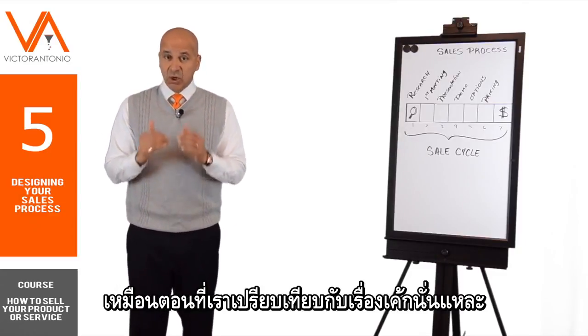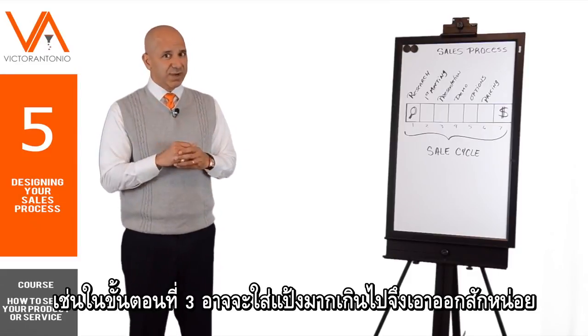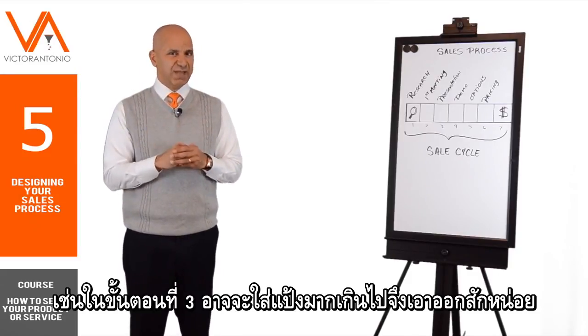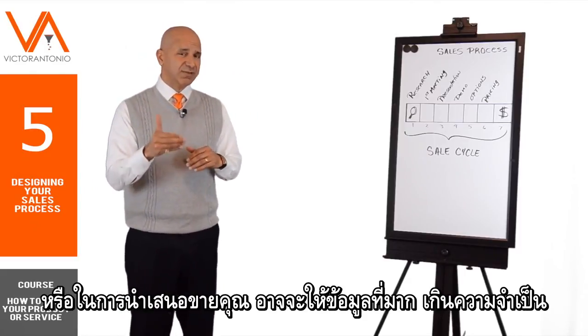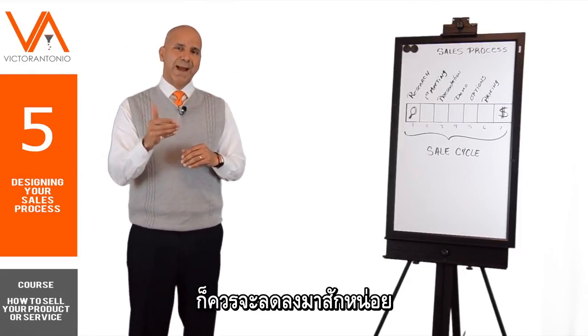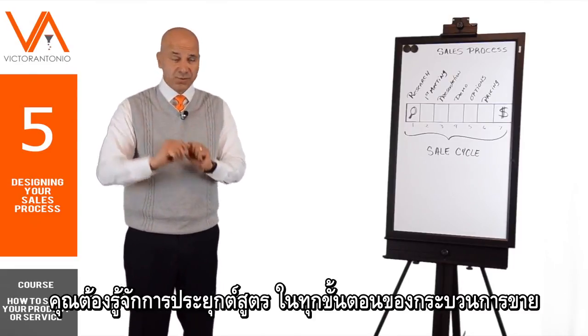Much like the cake analogy, what you'll have is a recipe. But what you're going to notice is that for step 3 in the recipe, maybe you're adding too much flour and you need to pull back a little bit. Maybe in step 3 of the presentation, you're giving too much information. You need to pull back a little bit. Get the idea? And you're adjusting your recipe all the way through it.